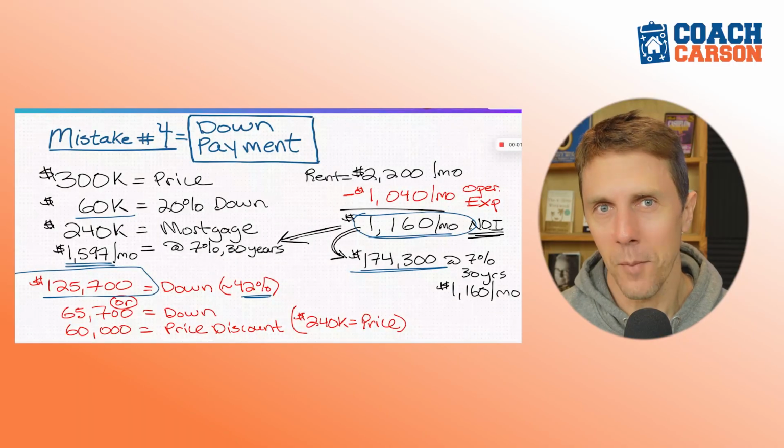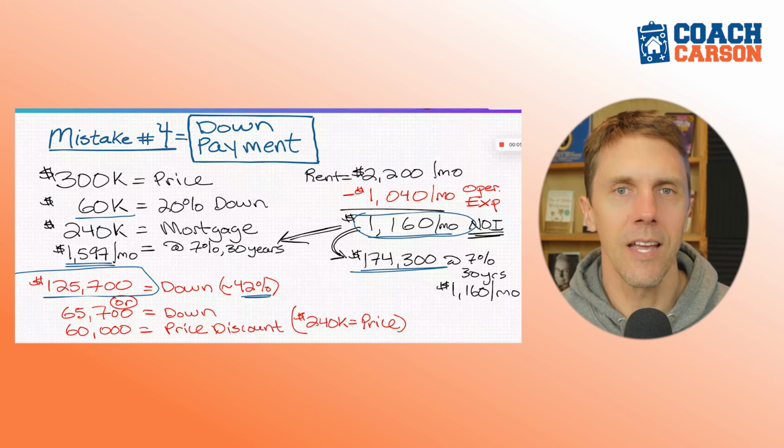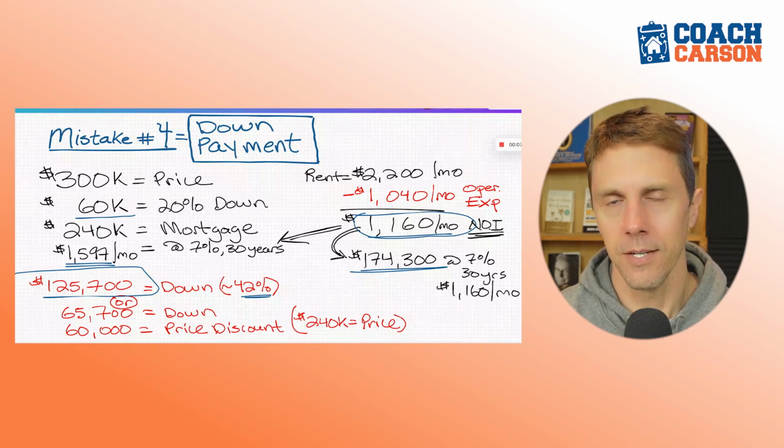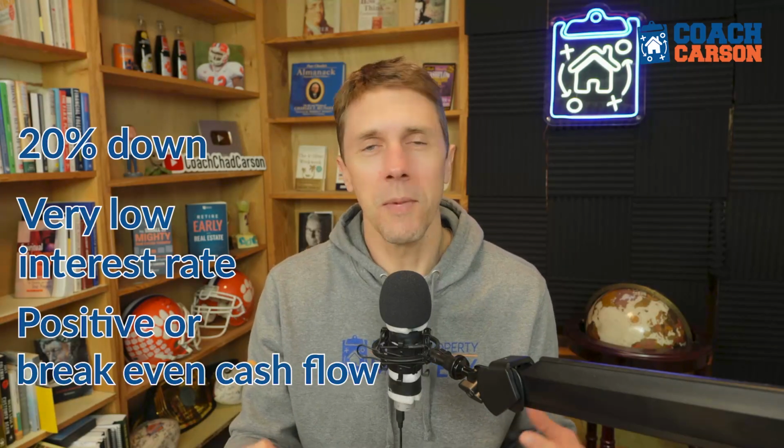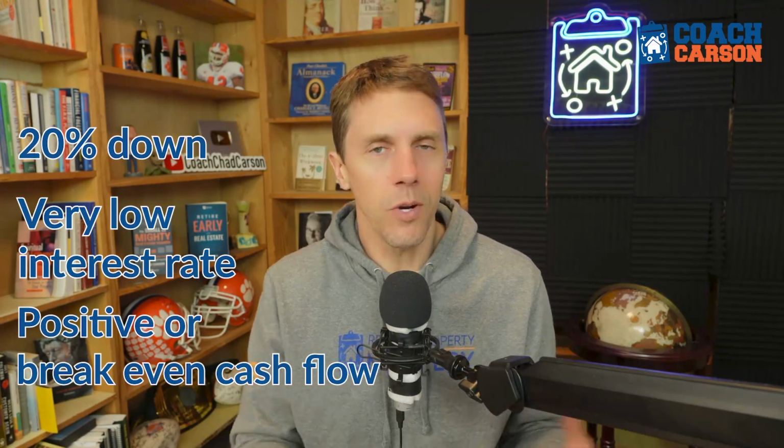The fourth mistake that many of us make as investors that leads to negative cash flow is related to the financing, but it's all about the down payment. Now, we as investors got a little bit spoiled a few years ago because the norm was that you could put 20% down, get a very low interest rate, and still make your property either positive cash flow or maybe even break even cash flow. That's not the norm anymore, and it historically was not the norm either.